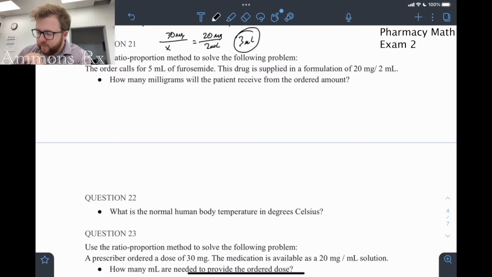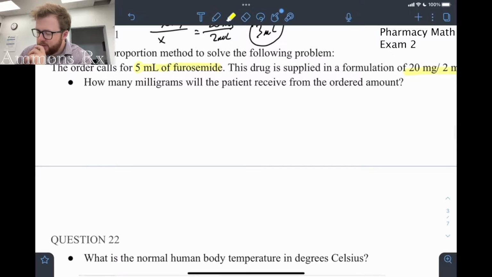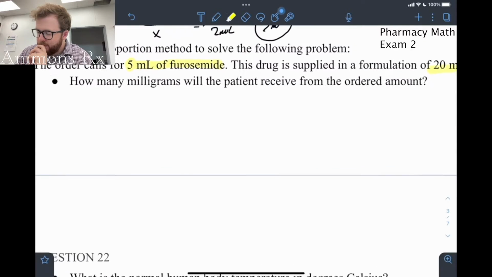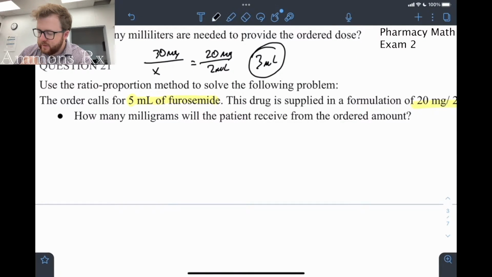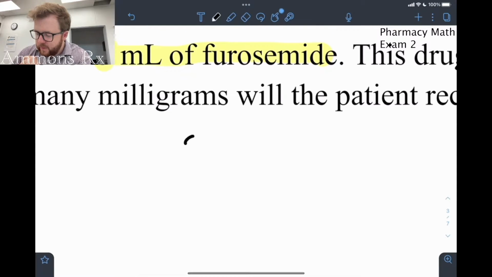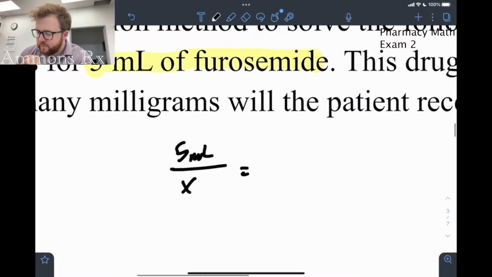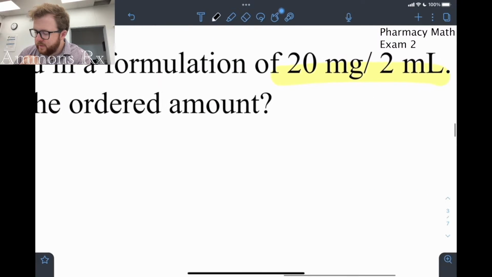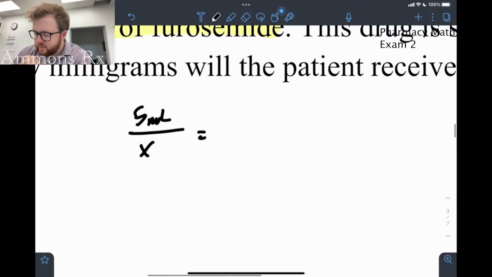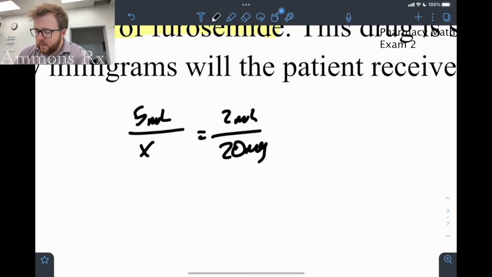This order is going to call for 5 mils of furosemide. We have it in 20 per 2. How many milligrams will the patient receive from the ordered amount? Okay, so this one's a little backwards because we have our mils. We don't have the milligrams, but we know that it is 20 per 2. So 20 times 5 divided by 2.